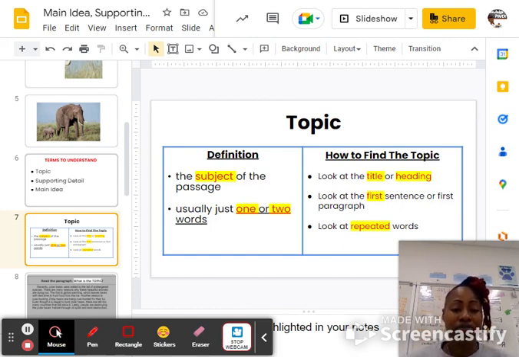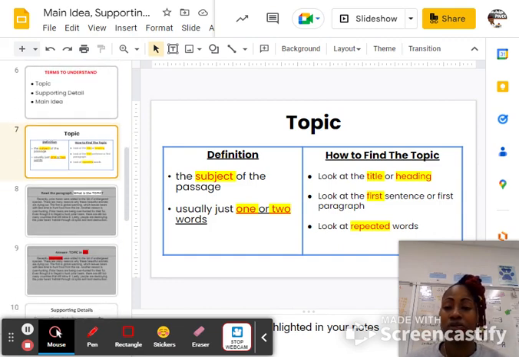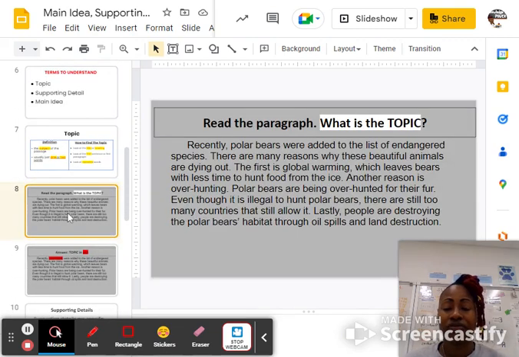How do you find topic? Well, you want to look at the title or the heading, an external text feature. You can look at the first sentence of a first paragraph. You can also look at repeated words to help you find topic. So you're on slide 34 in your digital notebook. You can pause as needed. I'm going to move to the next slide.